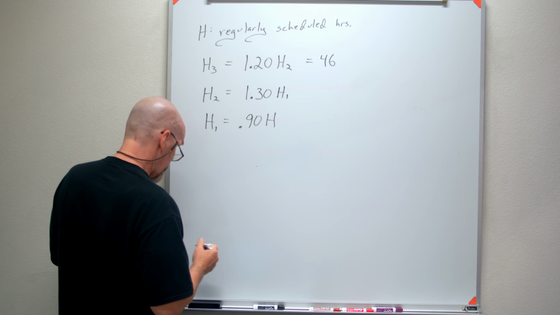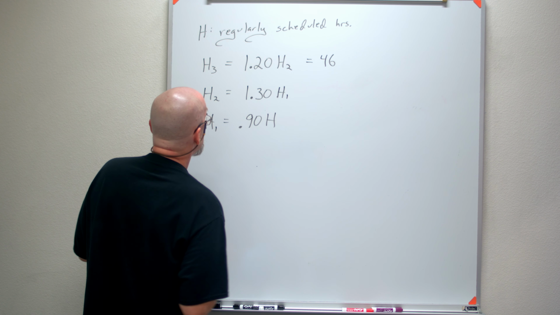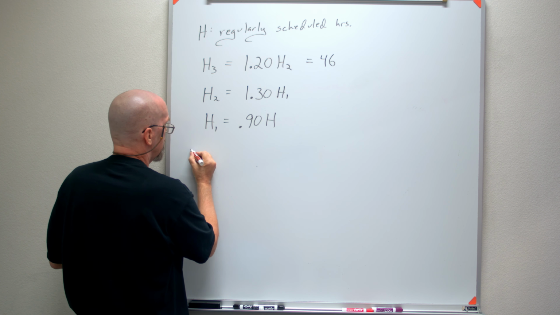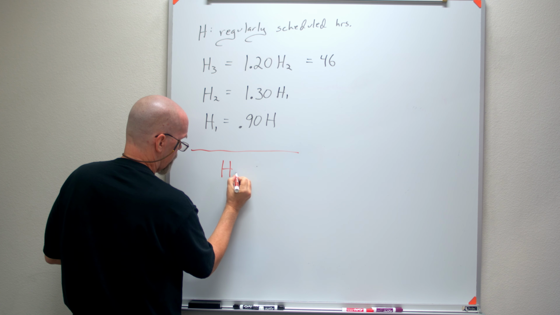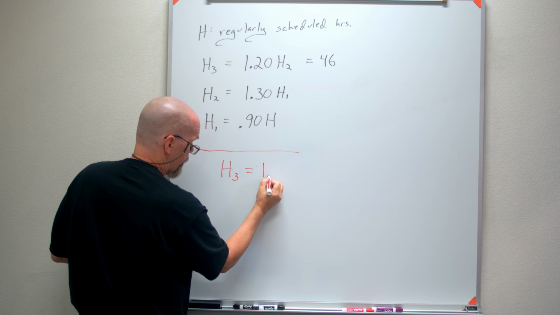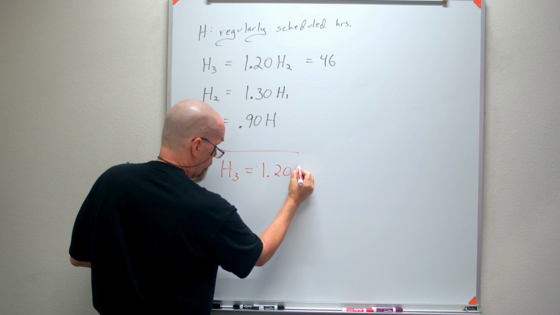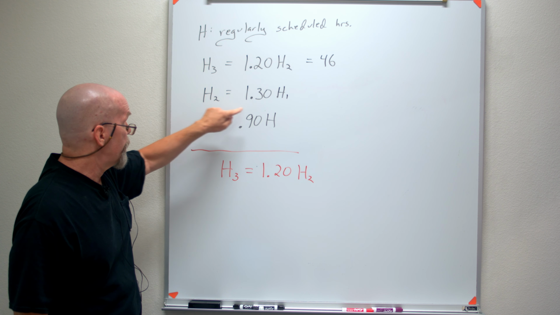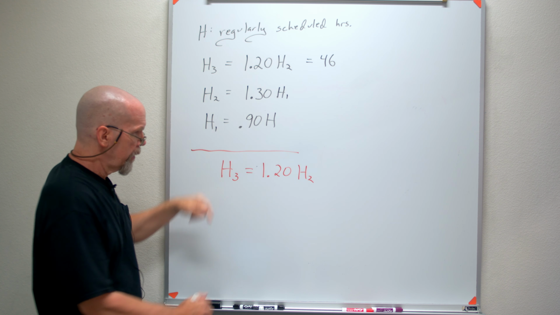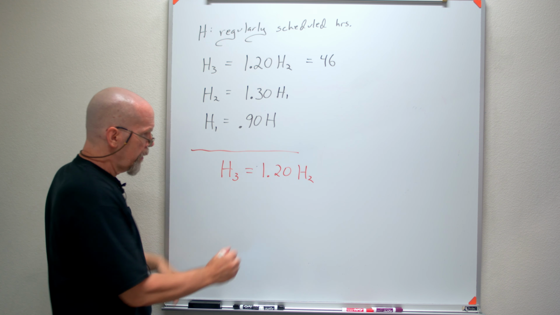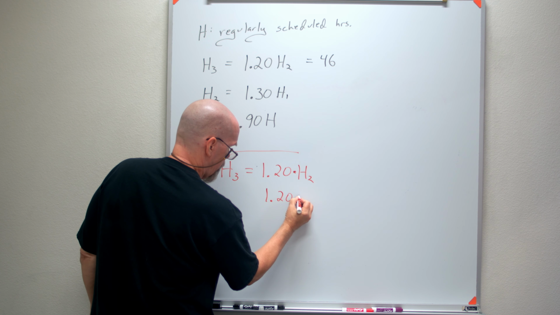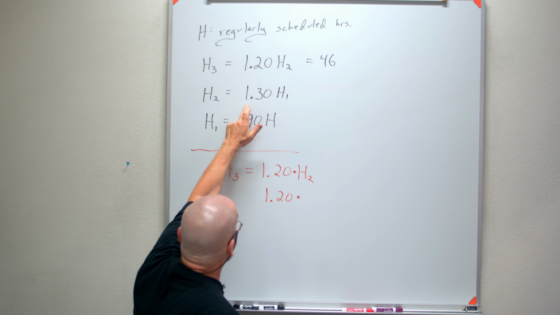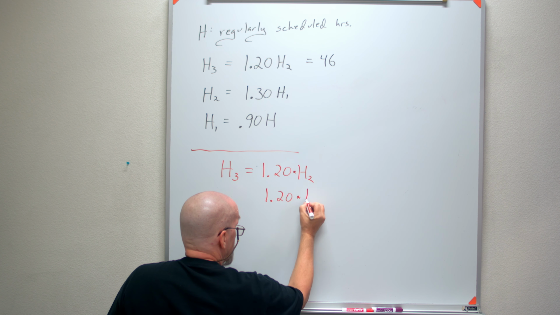So anyway, if we start doing these, we can solve these. We have a value for week 3, right? If I just take this H3, equals 1.20 times the number of hours worked in week 2. I can replace the H2 with 1.30 H1. So I'm going to take this and rewrite this. Number of hours worked in week 2 was 1.30 times the number of hours worked in week 1.